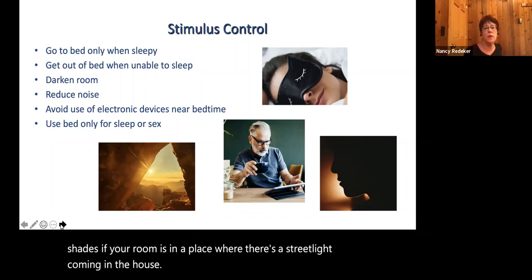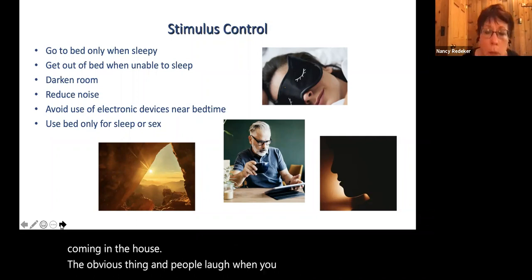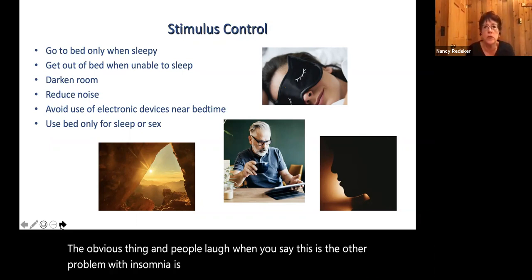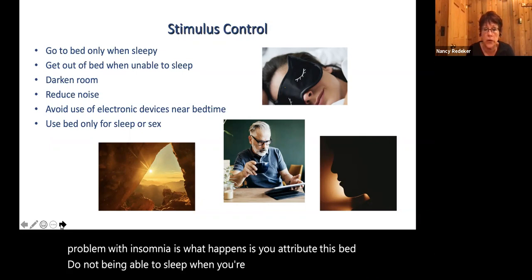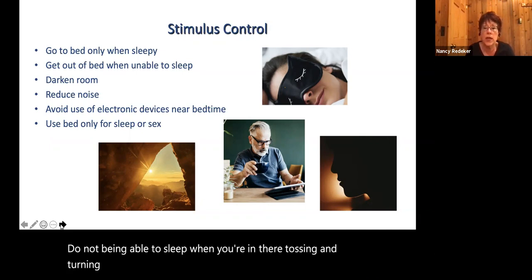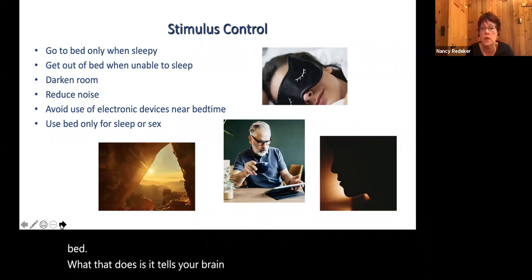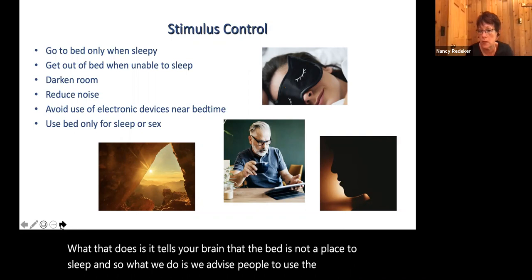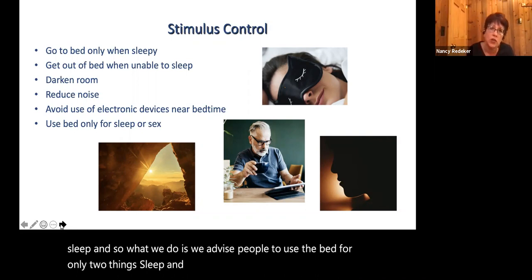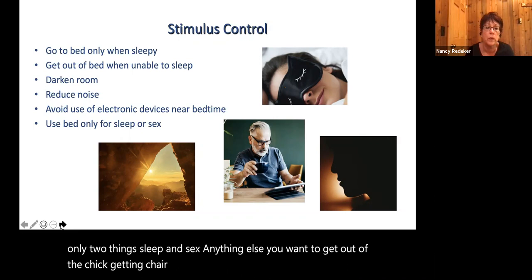The other thing, and people laugh when you say this, is the other problem with insomnia is that you attribute the bed to not being able to sleep when you're in there tossing and turning. And nowadays with the pandemic, with everybody working from home, a lot of people have been reading in the bed, watching TV in the bed, doing their work in the bed. What that does is it tells your brain that the bed is not a place to sleep. And so what we do is we advise people to use the bed for only 2 things, sleep and sex. Anything else, you want to get in a chair, get on a sofa, or go in another room.